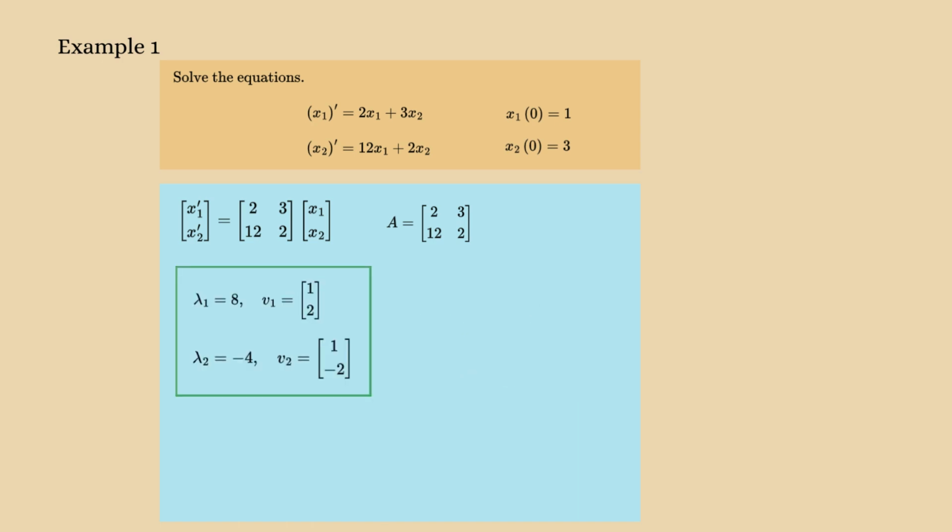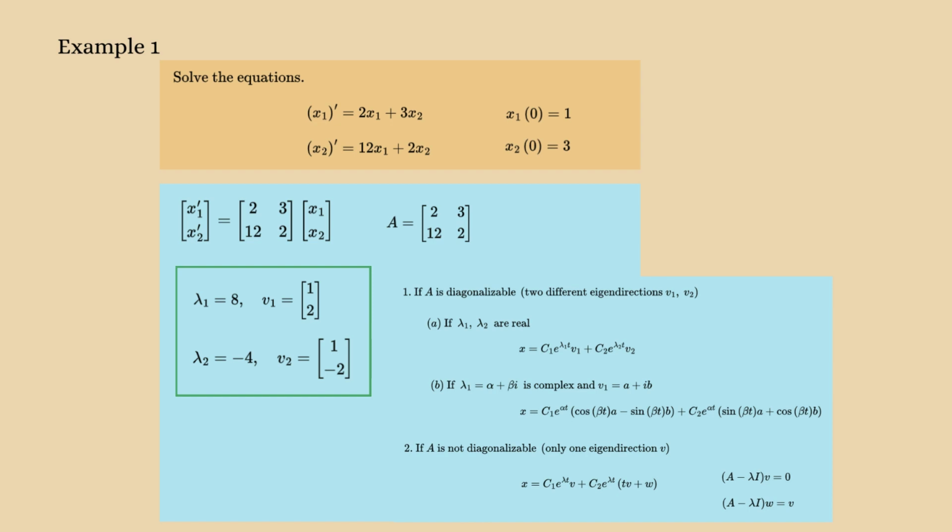Let's assume somehow from the matrix A, we know our lambda 1 equals 8, v1 equals 1, 2, lambda 2 equals negative 4, and v2 equals 1, negative 2. Let's see how we apply the formula to this case based on this information. Firstly, we got our v1 and v2, which are two different eigenvectors here. So that means we should go to case 1. Secondly, we got our lambda 1 is equal to 8 and lambda 2 is equal to negative 4, which are real numbers. That means we should go to case A.